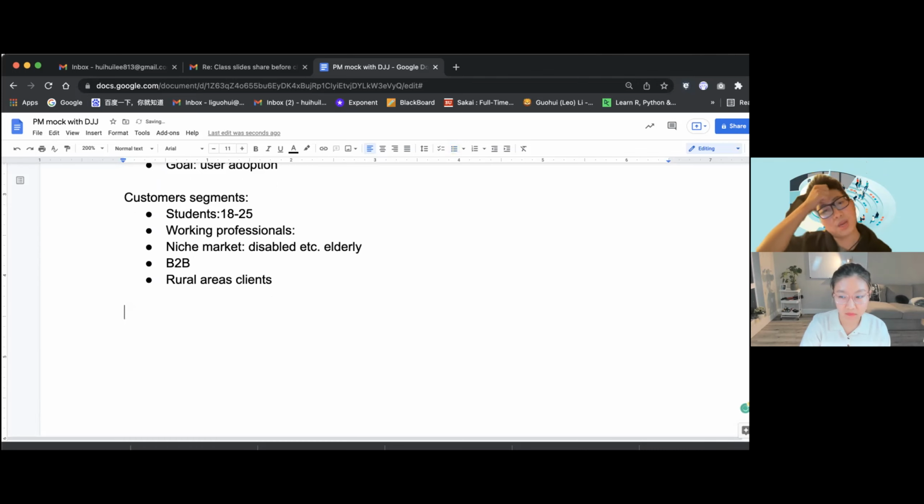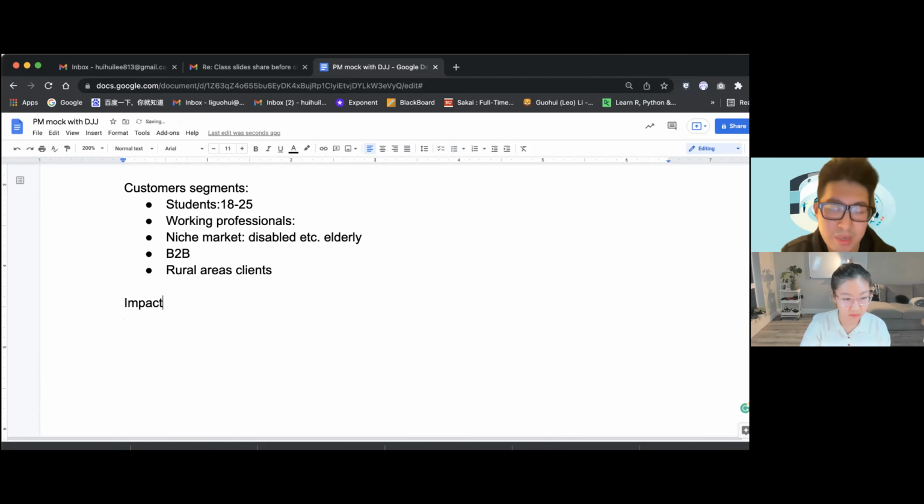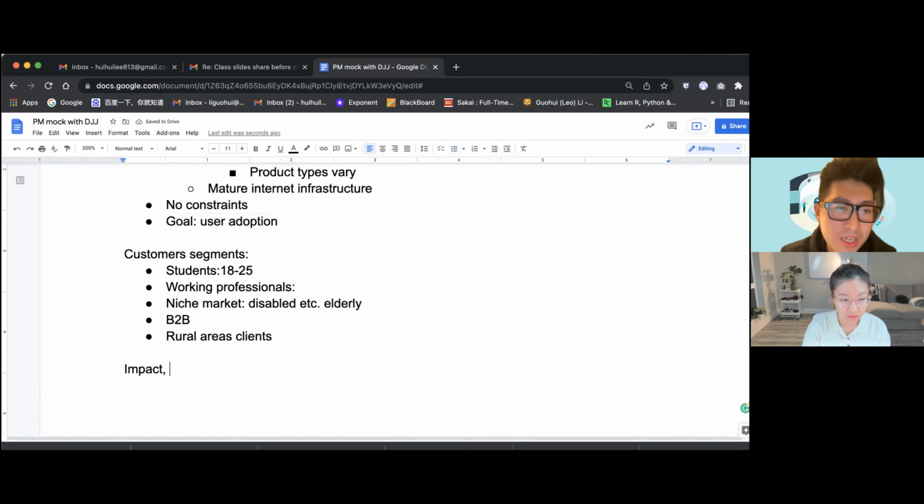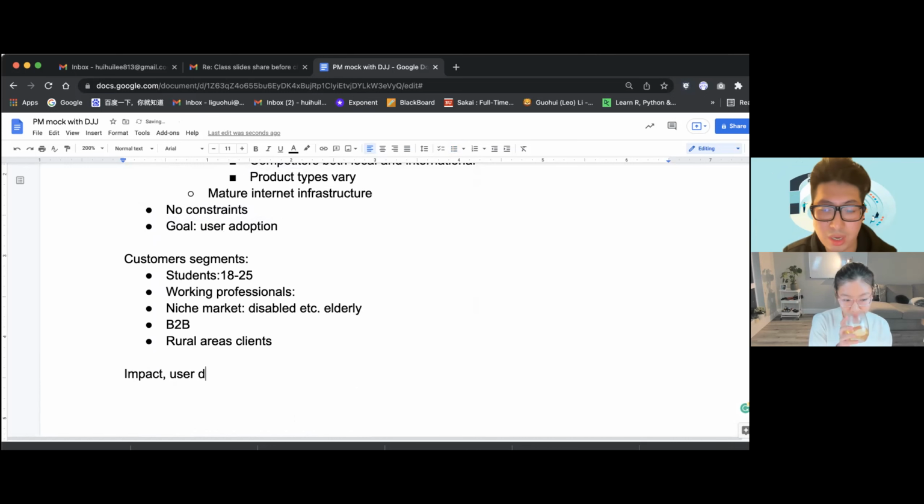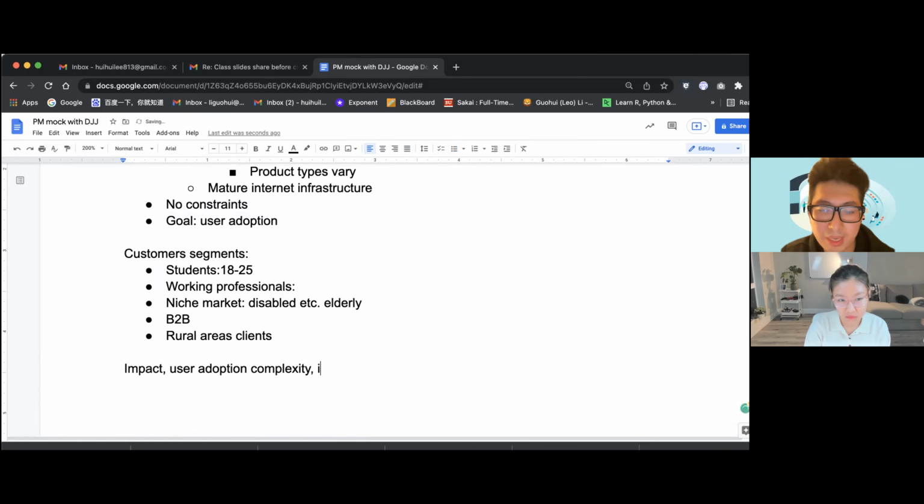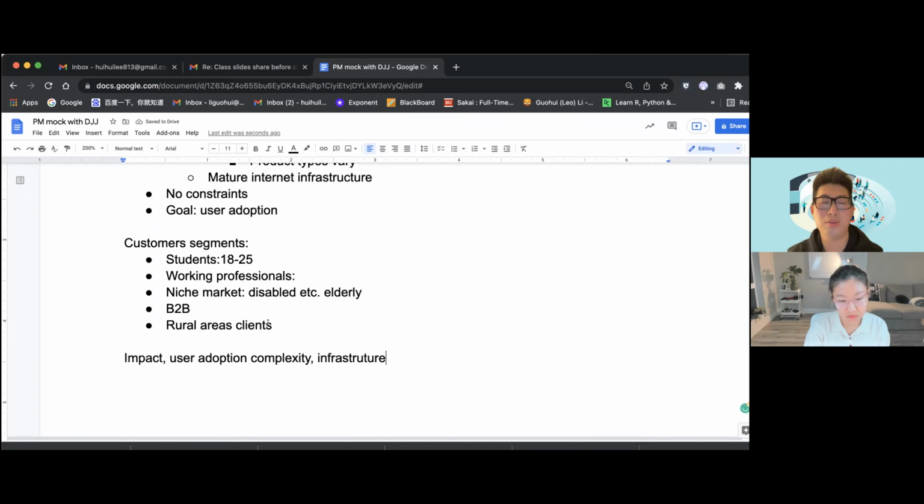And if I want to prioritize, I think it's difficult to build a product to fulfill all the user segments here. So I will probably prioritize one of them. The criteria I will use will be the impact our product can make in this user segment, and also how much it echoes with our goal, which is user adoption complexity, so whether it is easy for us to build from the user side. And the last one will be probably the infrastructure. It may get involved.